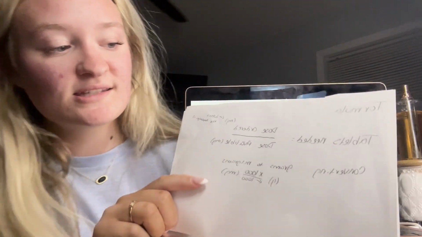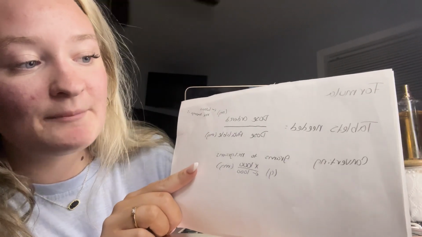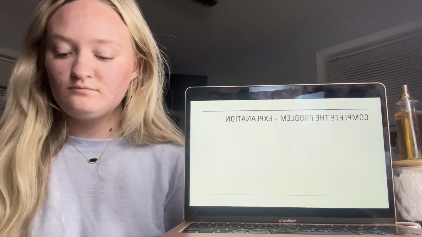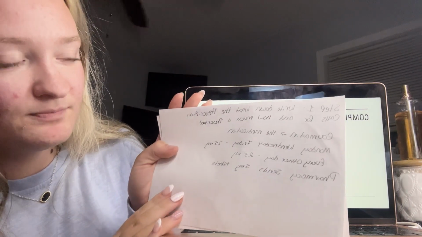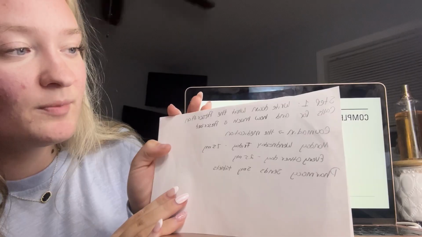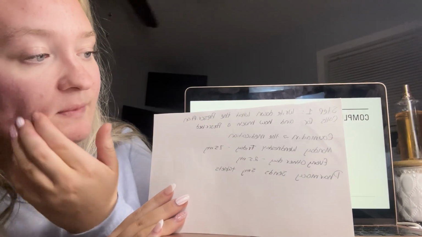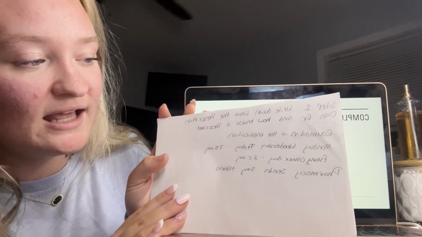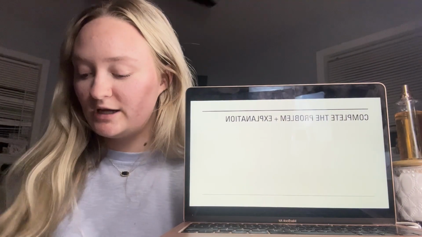The formula for this is dose ordered over dose available in milligrams. But I will also be showing you how to convert grams to milligrams and milligrams to grams. Step 1 on the medication dosage is to write down what the prescription calls for and how much is prescribed. So she is doing the Comedian. It's Monday, Wednesday, and Friday that she needs 7.5 milligrams, and any other day is 2.5 milligrams. And the pharmacy sends 5 milligram tablets.